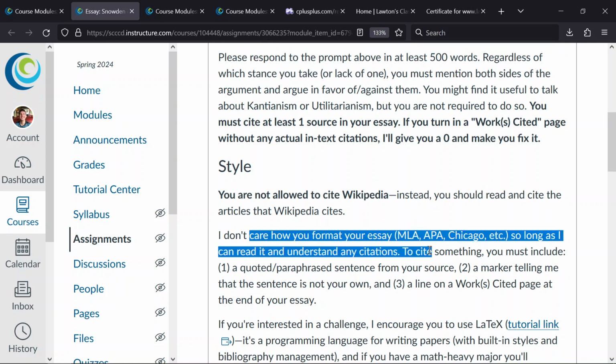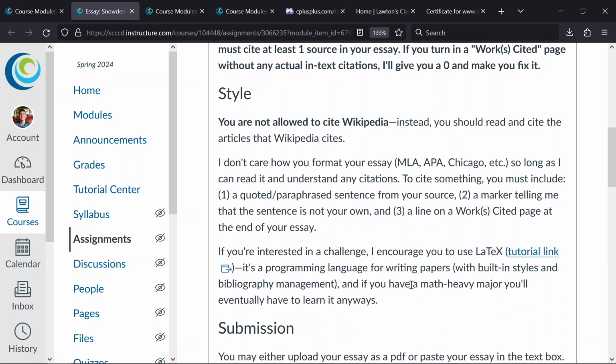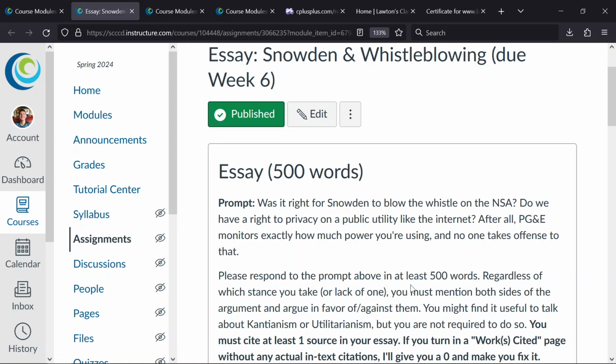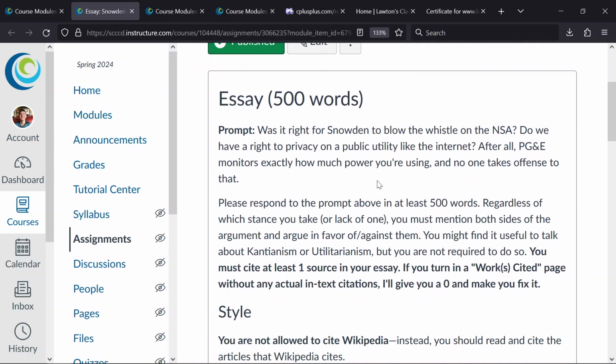All right. So you can pick any format you like, but remember that in order to cite something, you have to quote a source or paraphrase the source. You got to put a marker, like some parentheses, being like, this person's last name, this is what I said, they said this, right? And then you got to put a line on the works cited side of the page, okay? So that is your essay. Remember to cite a source and actually use an in-text citation. 500 words about that topic.